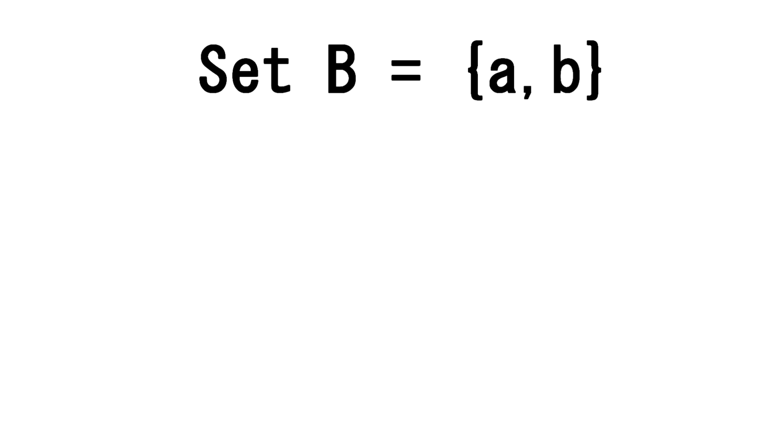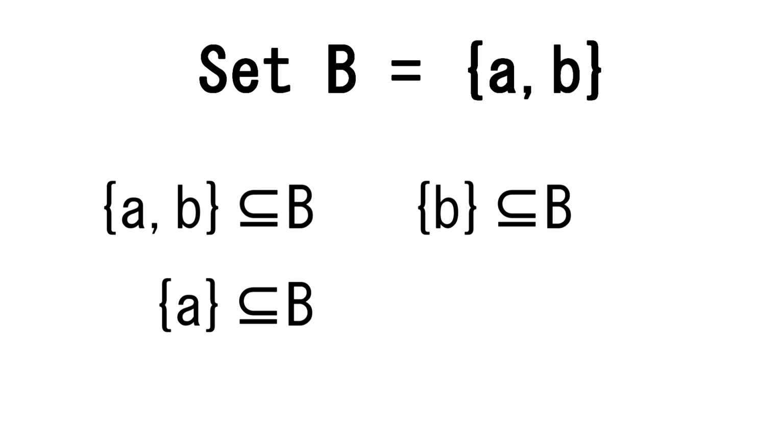The following sets are subsets of set B. Since set B contains A, B, then the set {A, B} is a subset of B, and the set {A} is a subset of B, the set B is a subset of B, and an empty set or a null set is a subset of B, where a general rule is a null set is a subset of all sets.